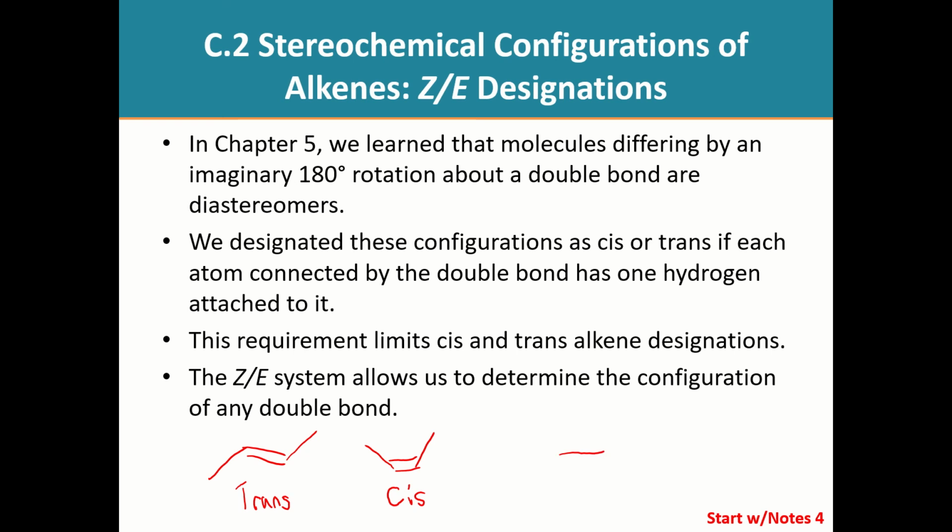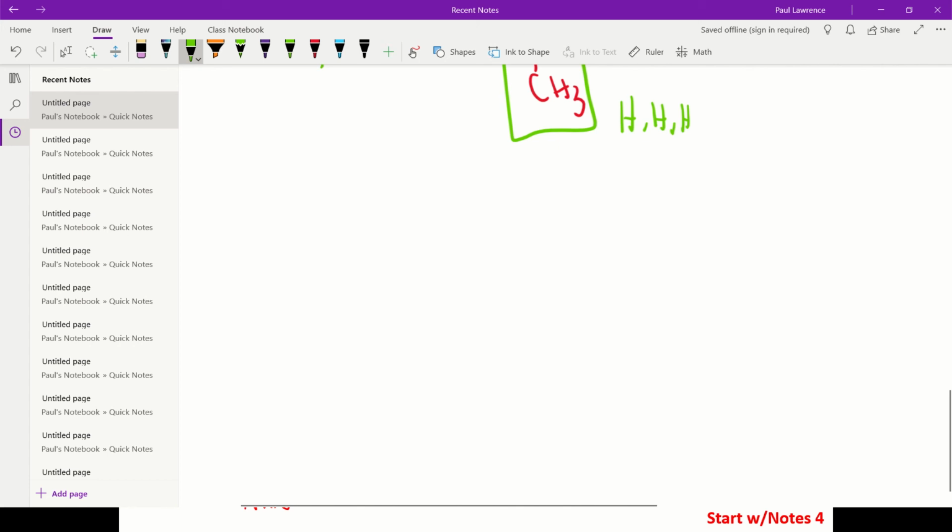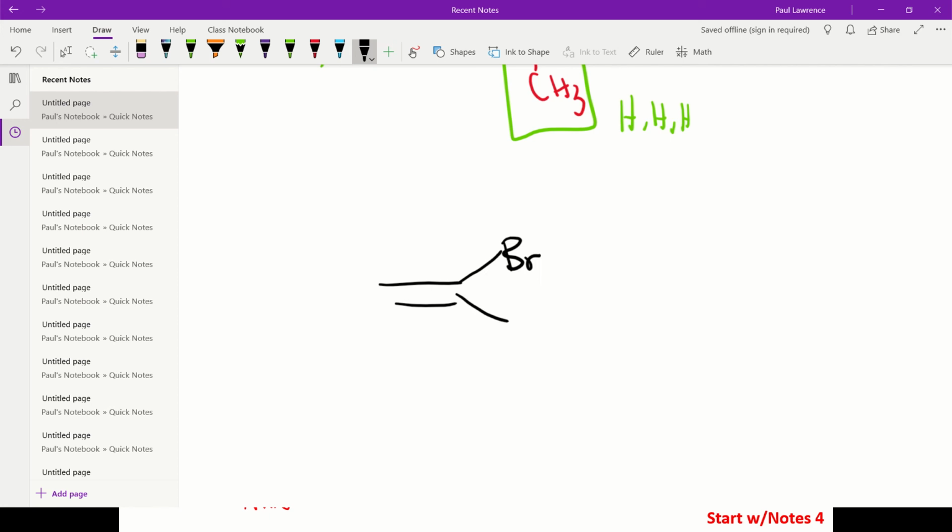But what about this alkene? I want to go to my other writing program. It's easier. What about this one? Is that cis or trans?